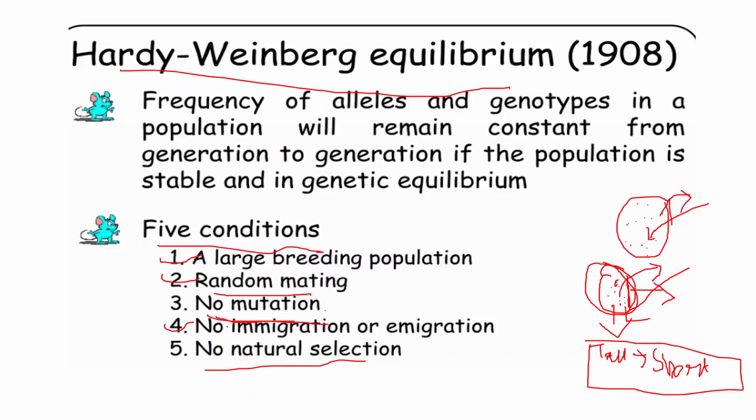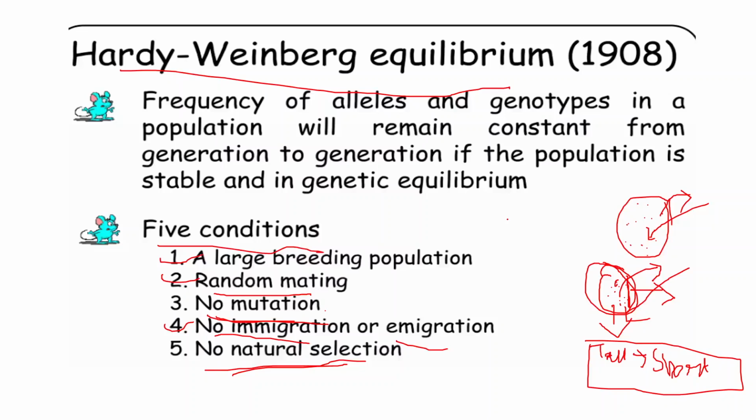The third one is that no mutation occurs in the DNA level, or in any kind of genetic information. It should not be mutated because of any environmental factor. And the fourth one is that there should be no immigration or emigration. Then the fifth one is that no natural selection should be there. There should be no natural selection pressure in that particular population, then only stability and genetic equilibrium will be maintained. Then only you can identify this phenotype is developed by which kind of allelic frequency. Otherwise you can't calculate or determine.